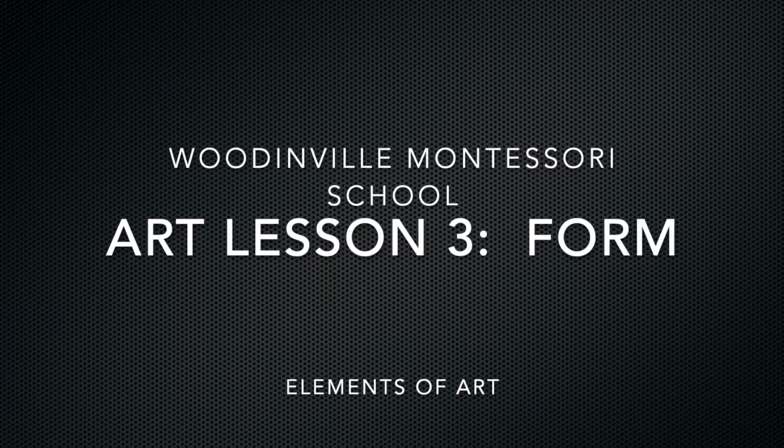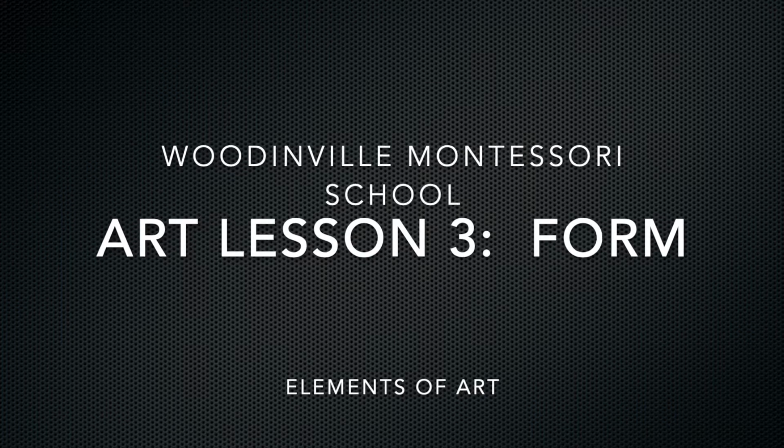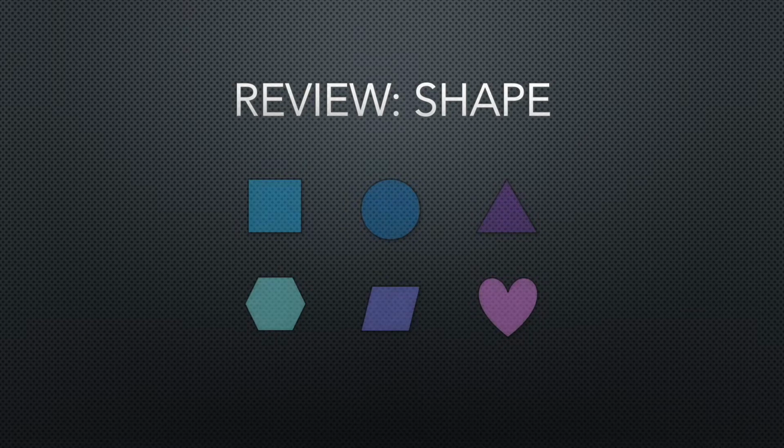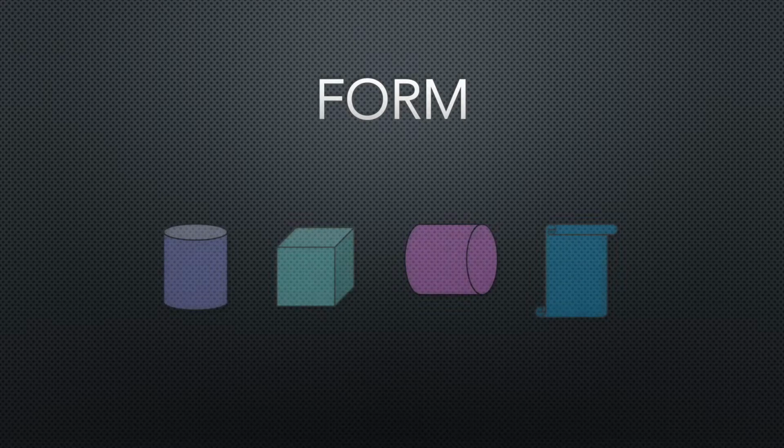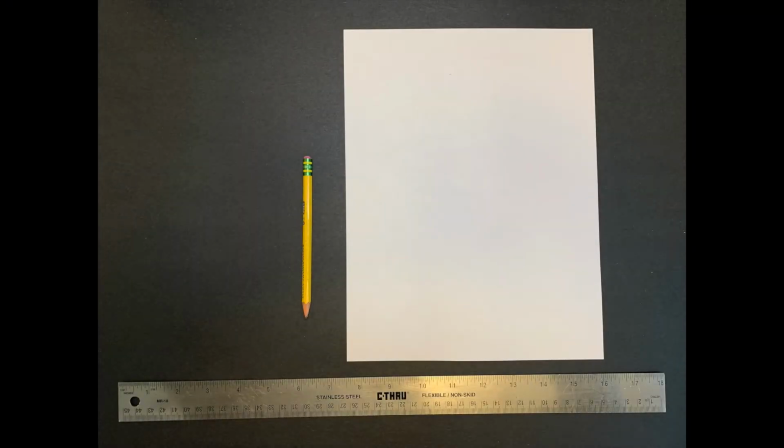Hello students! In today's lesson, we are going to learn about form. Last time, we learned a shape is a flat, two-dimensional enclosed space, which can be measured by its length and width, while a form is three-dimensional and can be measured by length, width, and depth. For today's lesson on form, you will need a paper, pencil, and a ruler just in case.